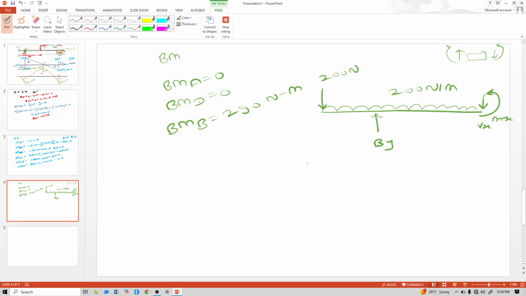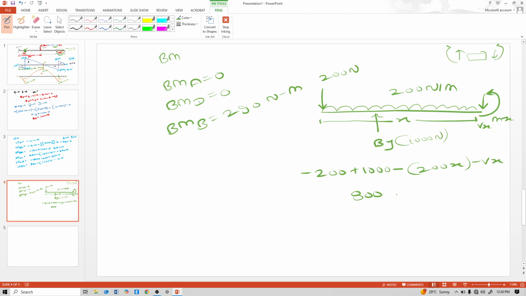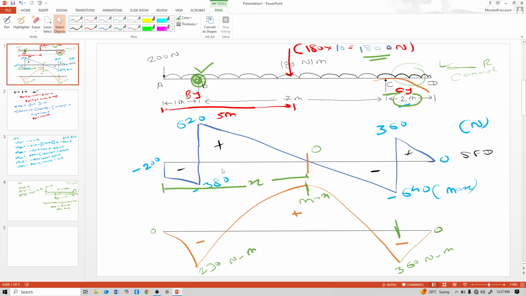Let's take shear equal to 0 here: minus 200, positive 1000, By is 1000 Newton, minus, this distance is x, 200x, minus Vx. So 800 is equal to 200x. So x is equal to 4 meter. So this x is 4 meter.